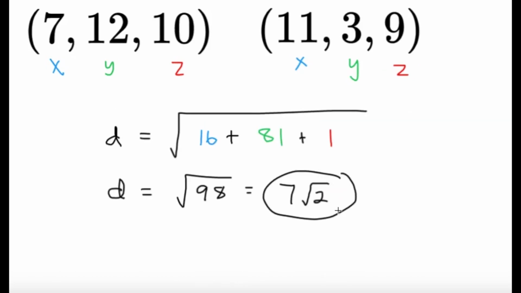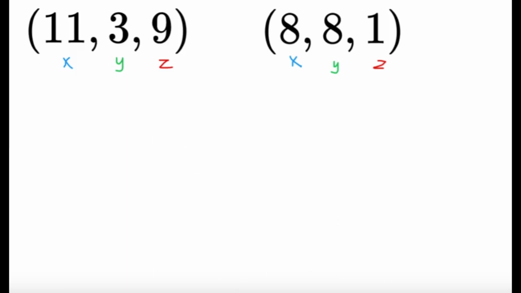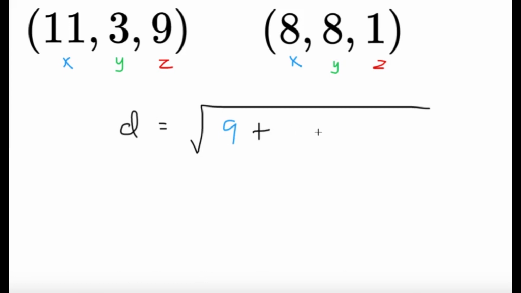And let's move on to the last pair of points, 11, 3, 9, and 8, 8, 1. So the distance is equal to the square root of the change in x, which is 3, so 3 squared, that's 9. Change in y, that's 5. 5 squared is 25.